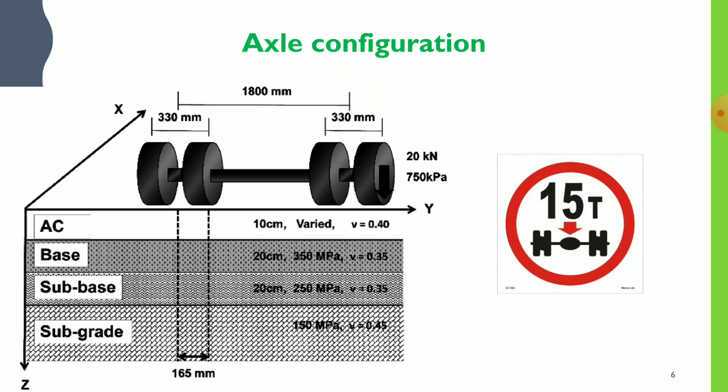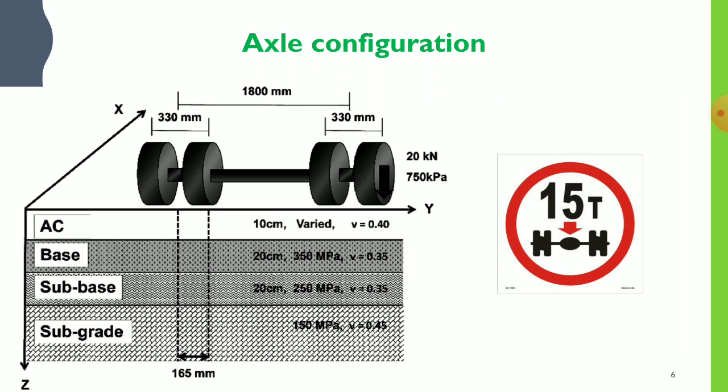At the top it has almost a 10 centimeter wearing course, the base layer is 20 centimeter, the sub base is 20, and the subgrade increases to 40, 50 or 60 centimeter. But how much is the vehicle damage factor? For axle configuration we are seeing values of 0.4, 0.35, and the last is 0.45. So the vehicle damage factor is 0.45 for this axle configuration.